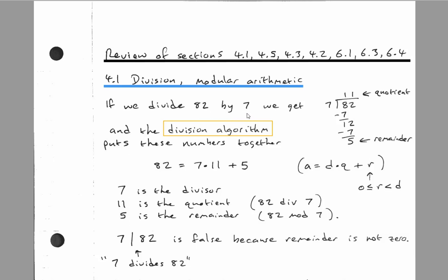And just to see how it works, if you divide, let's say, 82 by 7, doing it by hand, it looks like this. So 7 into 82, well, it fits in 11 times, but there's 5 left over. So 11 is the quotient, 5 is the remainder.